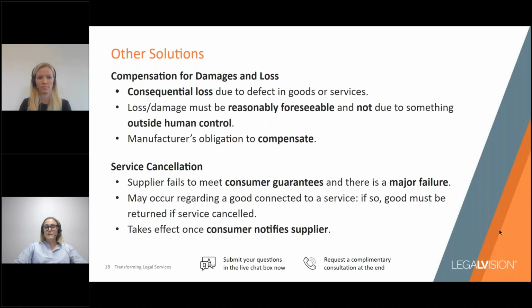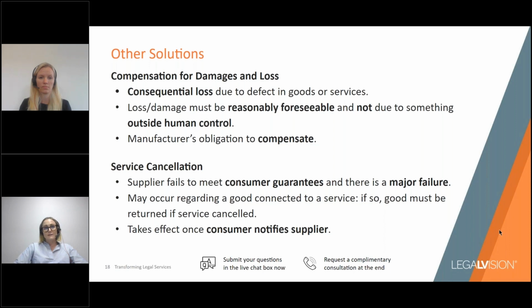A further solution exists where a consumer is returning a good and there is a linked service contract. Where goods are connected to a service contract, such as where they order a good and the supplier offers to install it or maintain the good over time, so provide servicing to the good, the consumer may also cancel the linked service contract. And they can do this when they're returning the goods or within a reasonable time after the return without incurring any penalty.